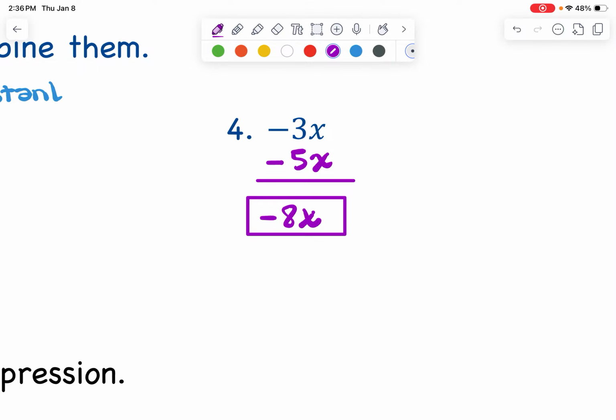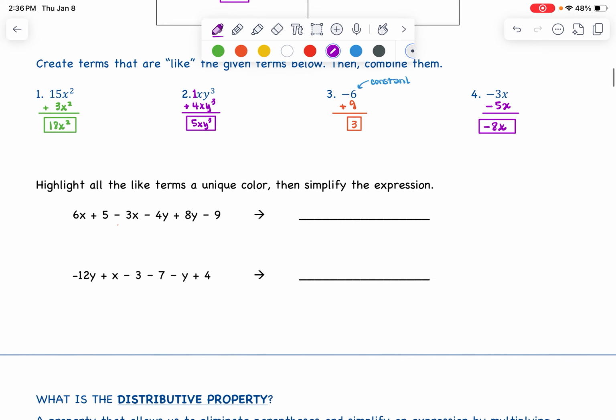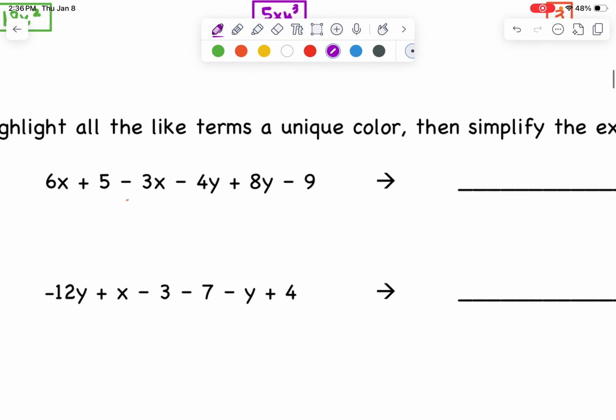And if you still find yourself confusing your integer rules, again, please just use your calculator, right? Just type in -3 minus 5, and it'll tell you that that's -8. All right, so now what we're going to do is we are going to look at these super long expressions.